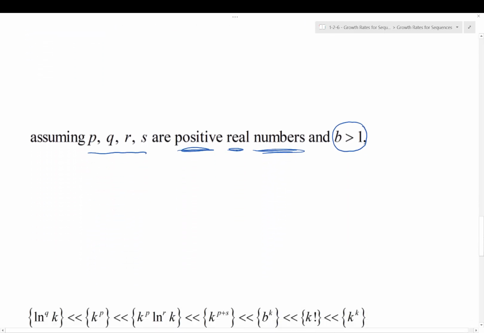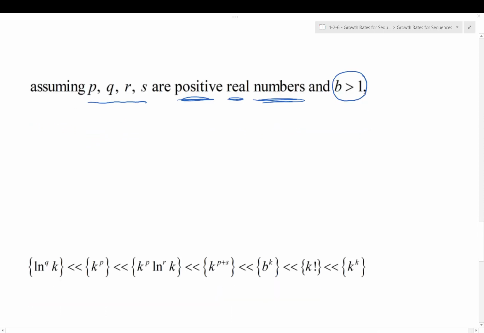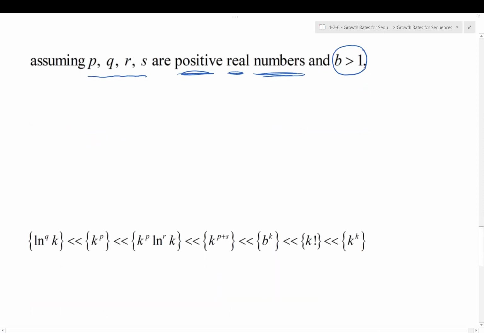Okay, so under all these circumstances, let's dissect this statement here. Essentially, this orders the growth rates of different types of sequential functions from smallest to greatest.